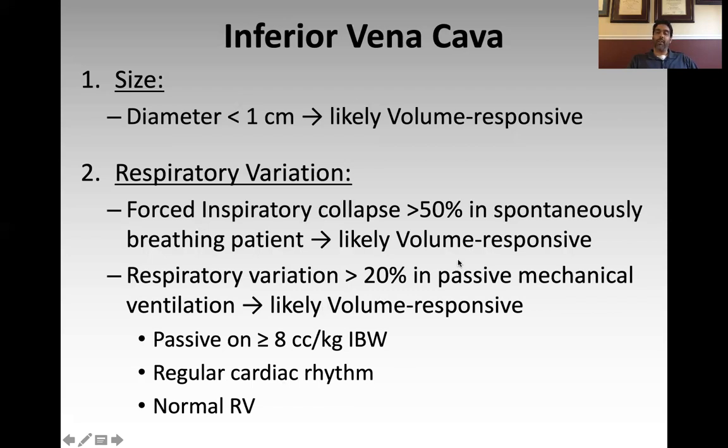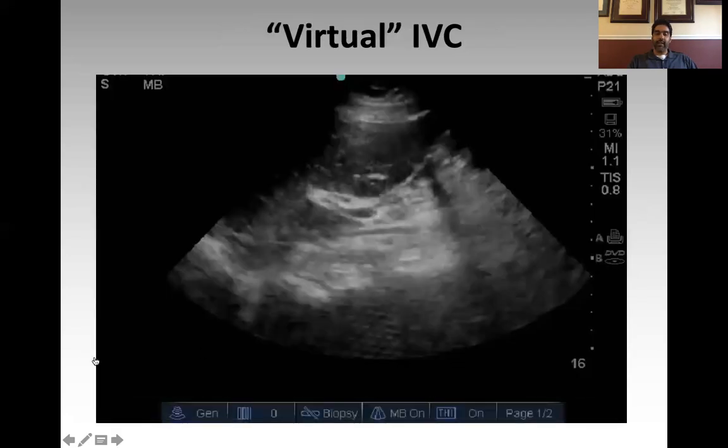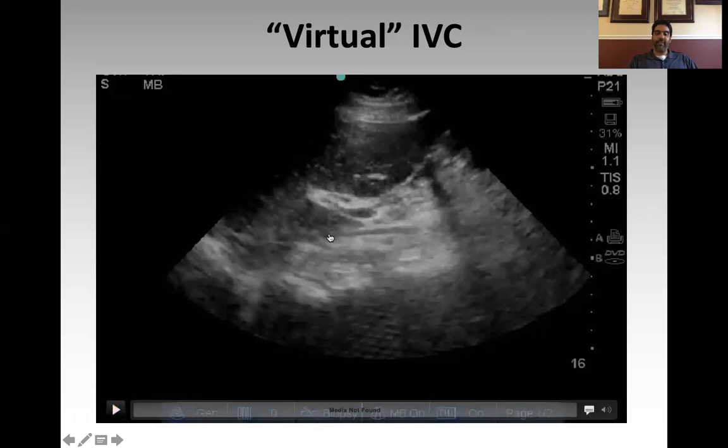And overall, the IVC itself is not going to give you the answer. Okay, I have another talk on volume responsiveness where I'll get into the weeds of all the various methods. But just know that the IVC is not a panacea, and there's more gray area than there is black and white. Okay, here's an example of a virtual or a flat IVC. You see the liver here, and this potential space here is your IVC. So if you see this and someone's in shock, they're very likely to respond to volume.